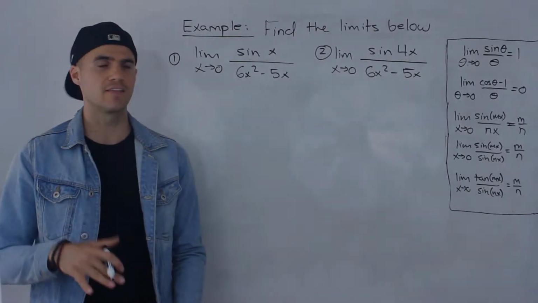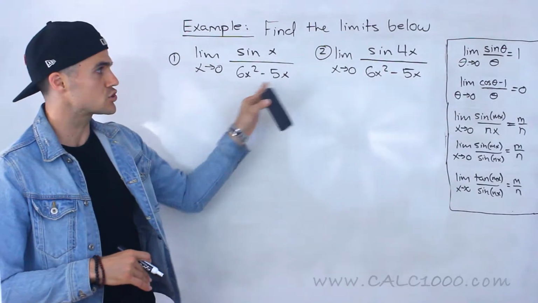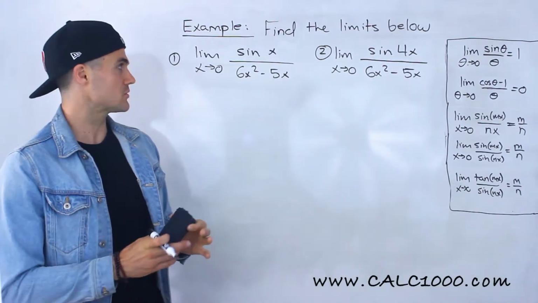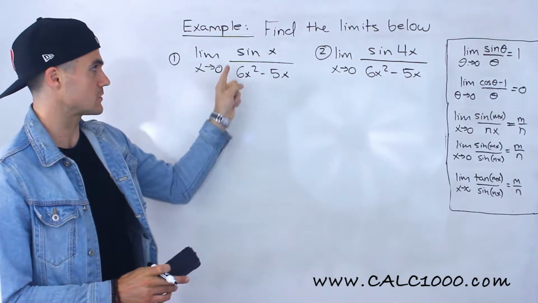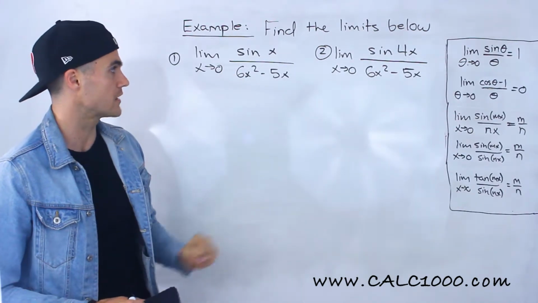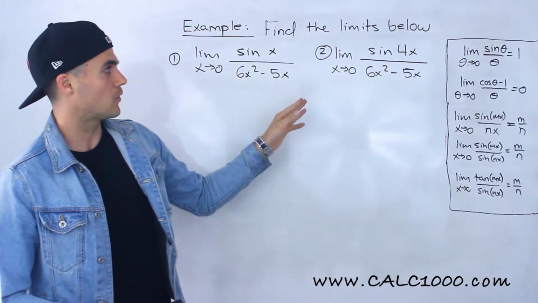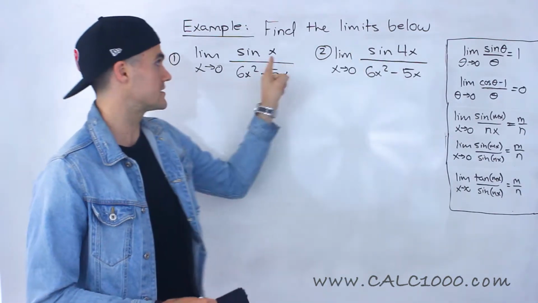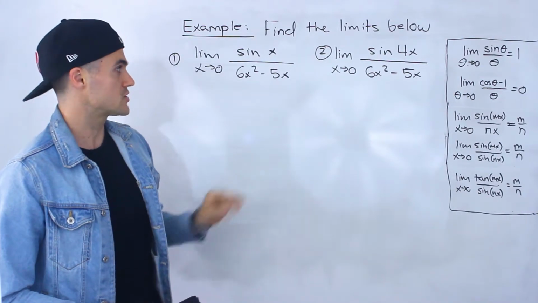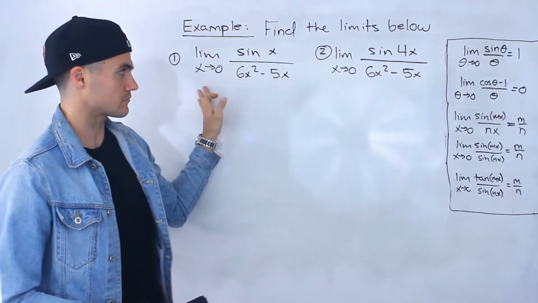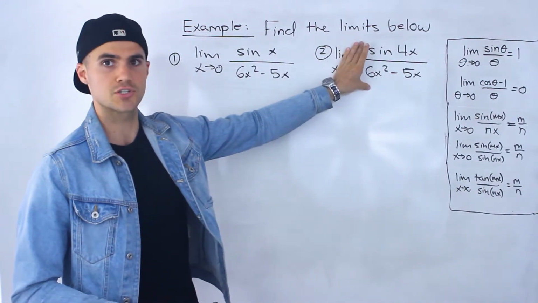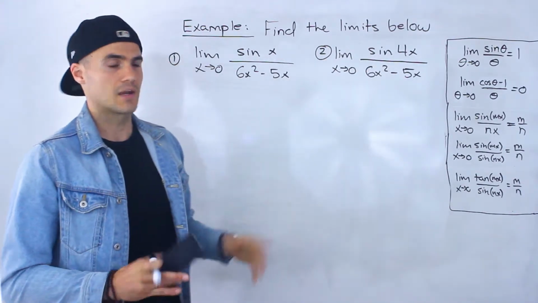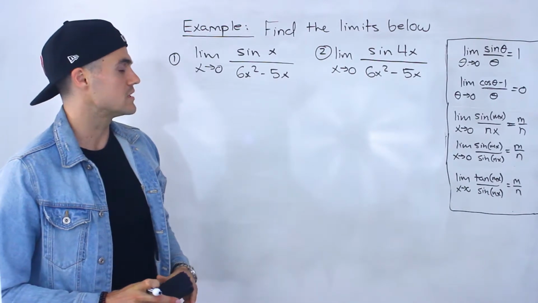Patrick here, and in this video we're going to do these two trig limits. And notice that they are very similar. In the first one we've got the limit as x approaches 0 of sine x over 6x squared minus 5x. And the second one is pretty much the same, except there's a 4x here instead of just an x. Initially I just had this one, but thought I would add this one as well just to show you how that single small difference can make a difference in how we're going to solve these limits.